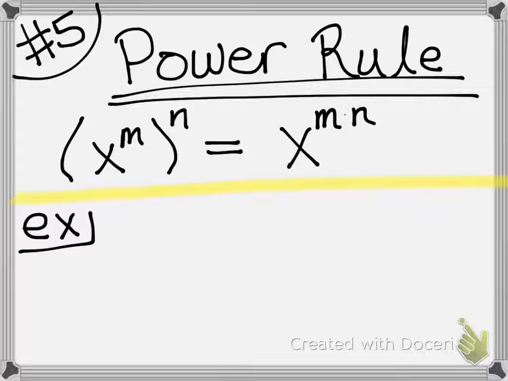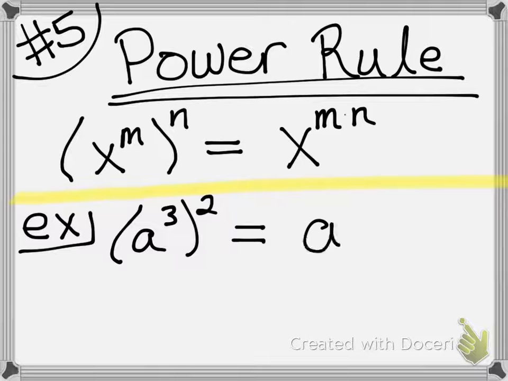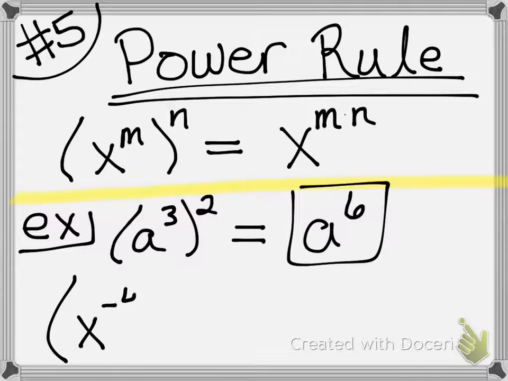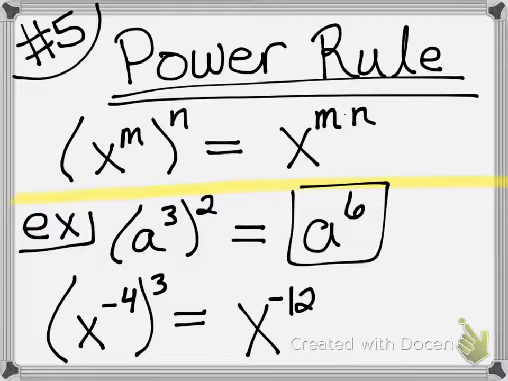So, couple examples. We have a cubed quantity squared. This rule dictates that we just multiply those exponents, so it'll be a to the 6th power. Another one here, same exact thing. We multiply our two exponents to give us a negative 12.